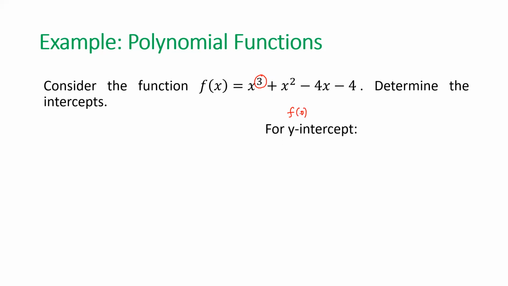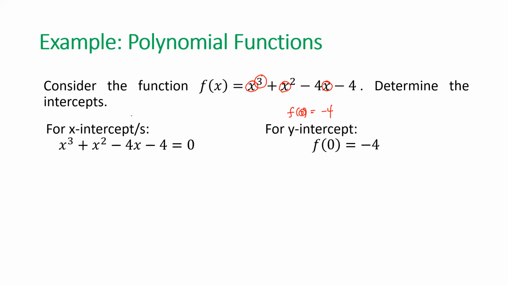Now, of course, f of 0 means that we will replace every occurrence of x by 0. So this means that the first three terms of this function will become 0, and then the function value of x equals 0 is negative 4. Now for the x-intercept, we shall equate the expression to 0, and then we solve for the values of x.